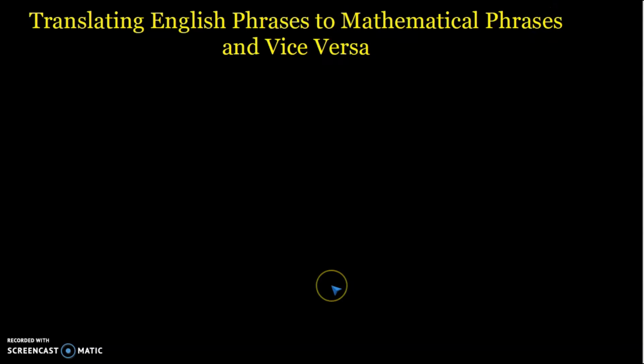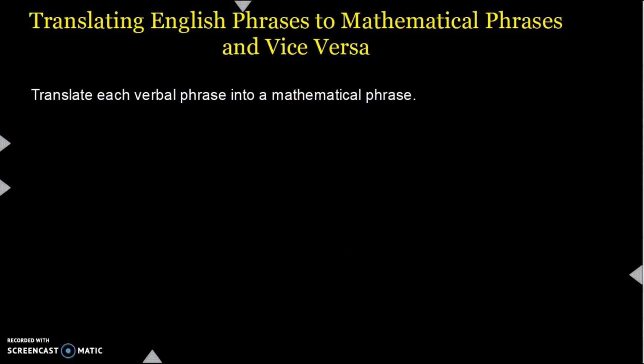For today we're going to have translating English phrases to mathematical phrases and vice versa. So in this topic, you need to be familiar with the words or the keywords used in the operations like addition, subtraction, multiplication, and division. So we will just have a discussion as we go along with the examples, okay? So let's get started. For now, we'll have the translation of words into symbols.